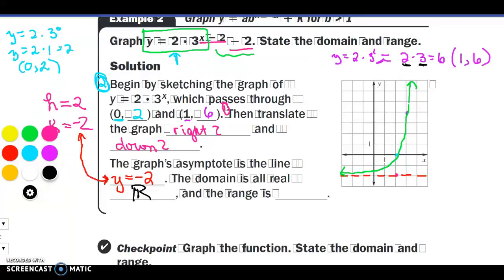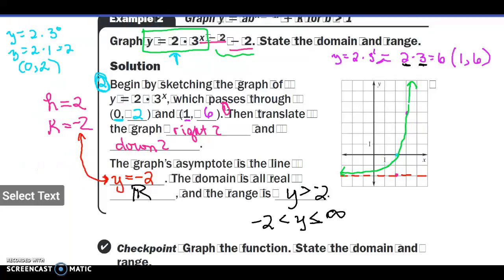The range, remember, our asymptote is like our wall. It can't go below that. So y is greater than -2. Or if you prefer, you can write it -2 is less than y, which is less than or equal to infinity. Either one of those notations is fine with me. Okay, so that is our graphing.